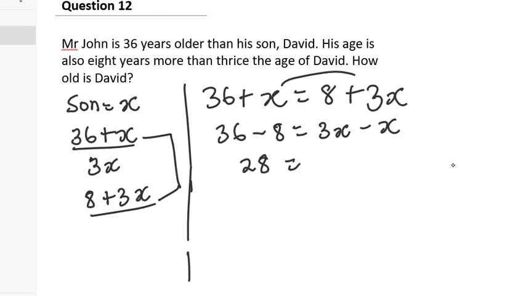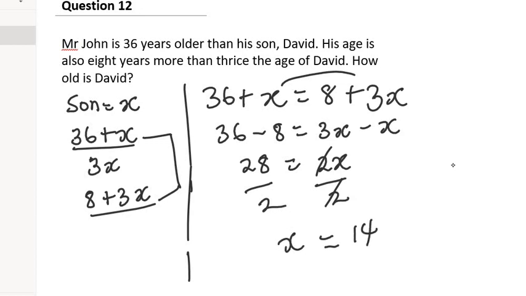Equals 3x minus x will give me 2x. Divide both sides by 2, 2 cancels 2. 28 divided by 2 will give me 14. That's what x stands for. Remember, I said let the son's age be x. So David's age is 14.